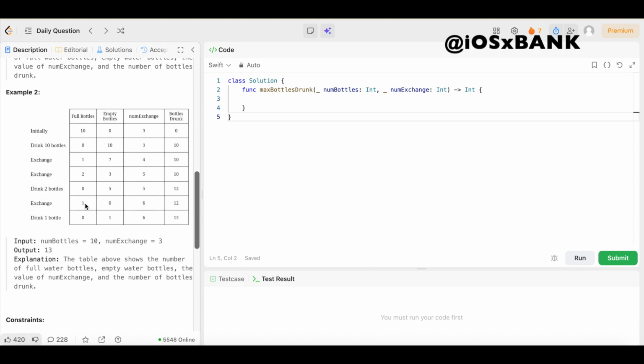Boom. So now we have 1 full bottle, 0 empty bottles. Num exchange goes up by 1 because we just exchanged them, and we're still at 12 bottles drunk. So we drank this 1 bottle. Boom. We have 0 bottles left to drink. We have 0 full bottles. We have 1 empty bottle that's left over. Num exchange is still 6, but since we drank this last full bottle right here, we can add that full bottle that we just drank to the number of bottles drunk over here. So now we've drunk 13 bottles in total, and our output is 13.